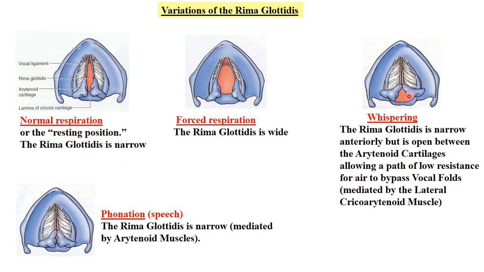Now, whispering, what we want to do is open up a little space in back here, and that's what the lateral cricoarytenoid is doing by adducting the vocal folds here, but leaving a little space in back. We're leaving a path of low resistance back here for a lot of air to pass through, bypassing the rima glottis. Because a lot of air is passing through, bypassing the vocal folds, it allows us to talk like this. So the intensity of speech is reduced as a result, because only a portion of the air we're breathing is passing through the rima glottis. So that's how whispering is done.